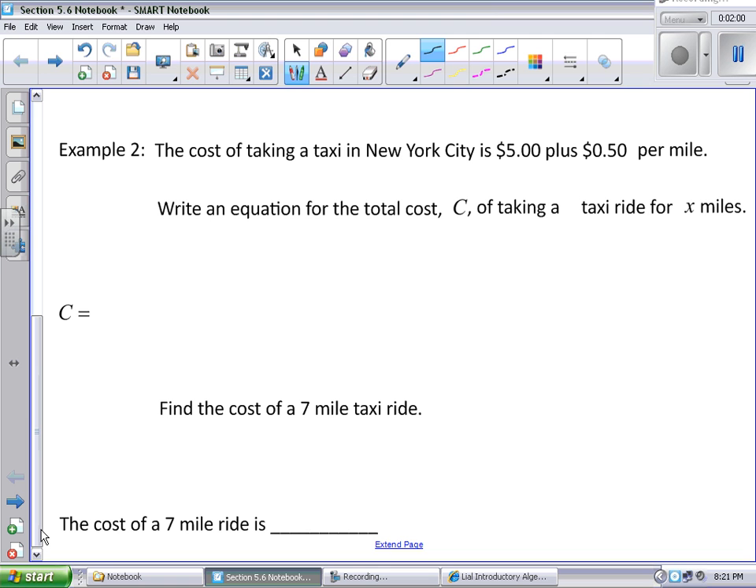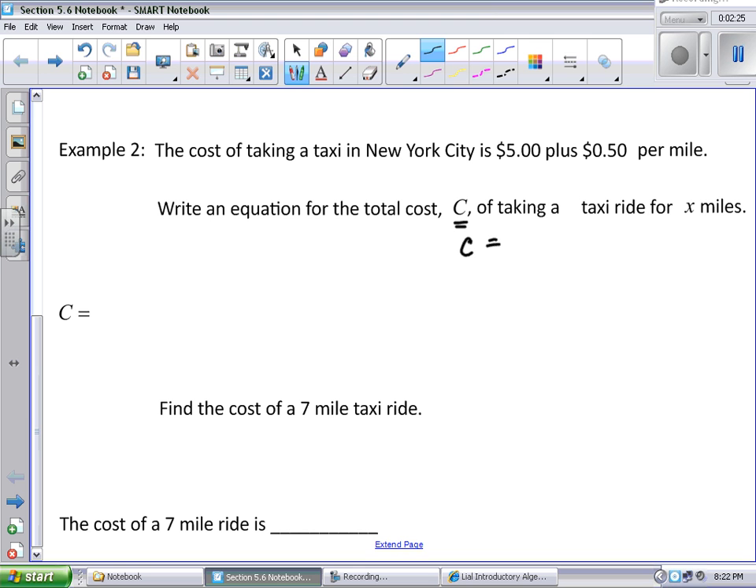If you think about cost C, that's our cost. So we're going to have C equals. We want to take a taxi ride for x miles. When we do this, we want to think about the slope. What's the rate of change? And then what's the y-intercept? Or what does it cost just to open up the cab door and sit inside?